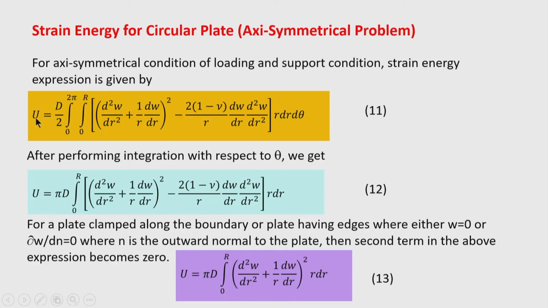after writing the strain energy expression for the element and then integrating over the domain. The strain energy expression becomes U = D/2 ∫ from 0 to 2π ∫ from 0 to R, then you can see this term (d²w/dr² + (1/r) dw/dr) whole squared minus 2(1 − μ)/r (dw/dr)(d²w/dr²), into r dr dθ. Why r dr dθ?